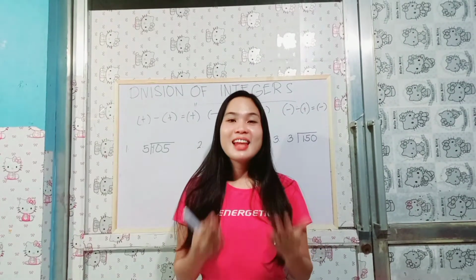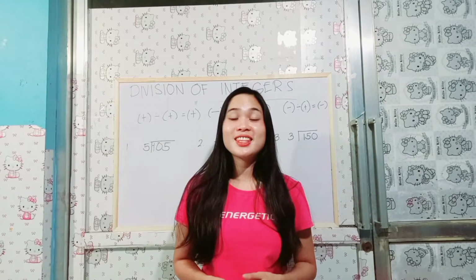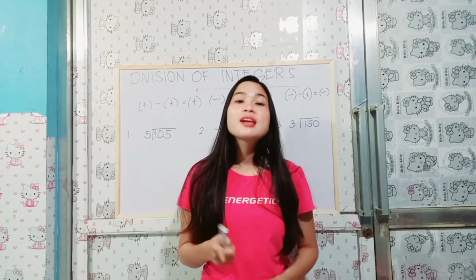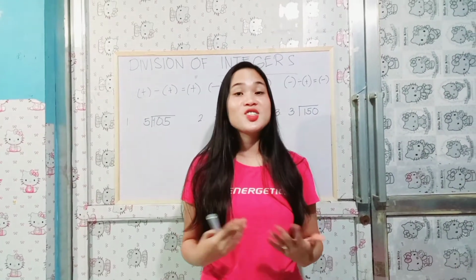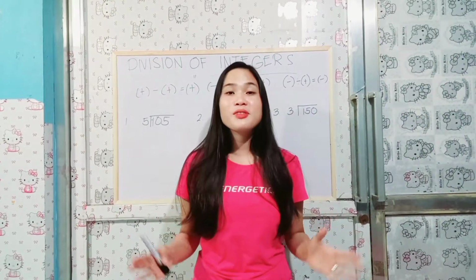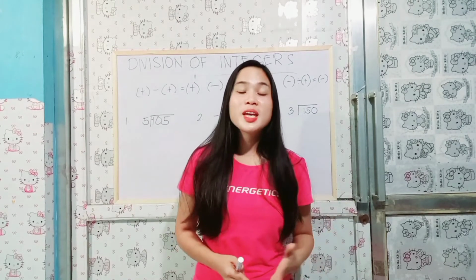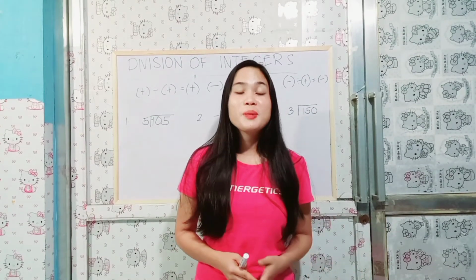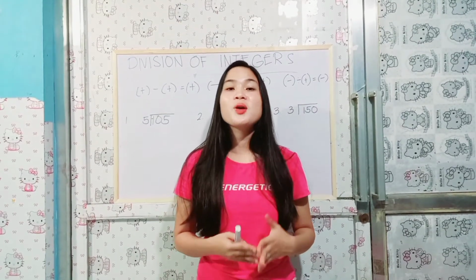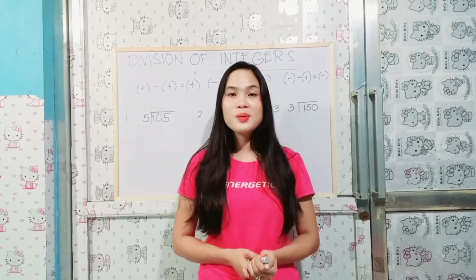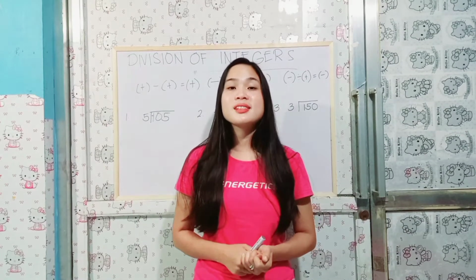Now, let us talk about how to divide integers. The rules in multiplication and division of integers are just the same. The only difference is that if it's multiplication, you multiply their absolute value, and if it's division, you divide their absolute value. But still the concept is the same.